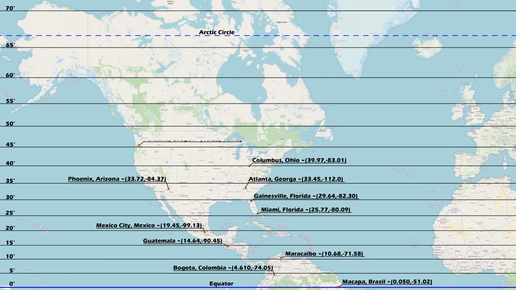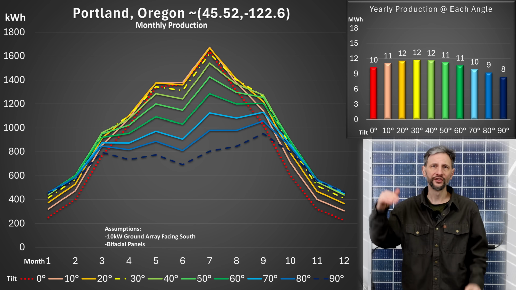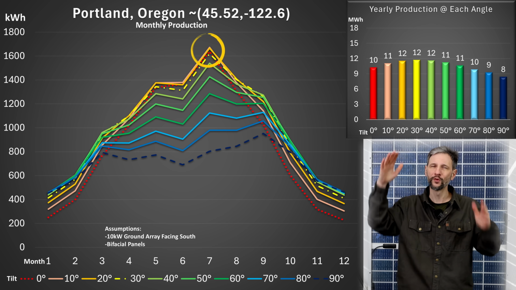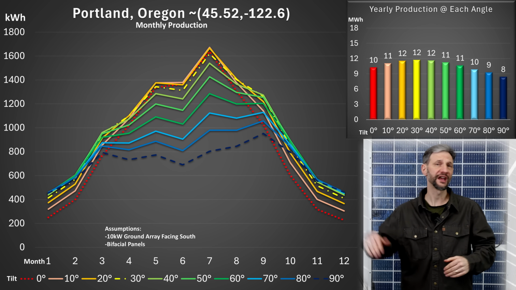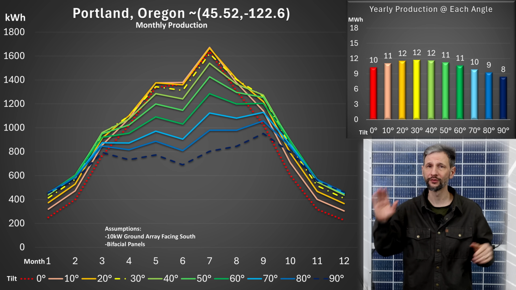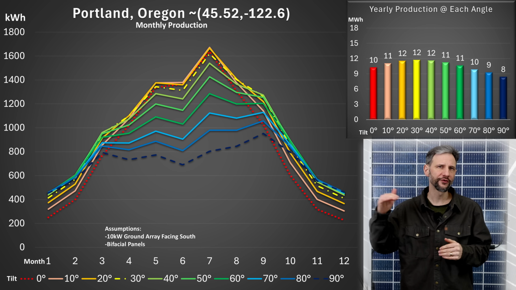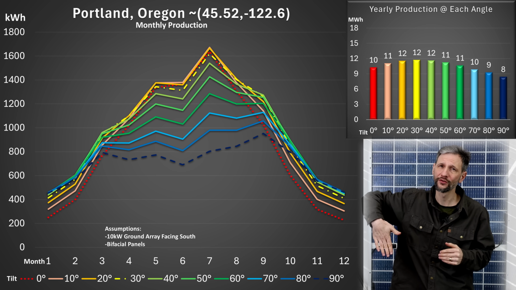Moving up 5 degrees of latitude to Portland, Oregon, the curves start to shift dramatically. The summer peaks are actually higher, but the winter is also much lower. The max total production has dropped to 12 megawatt hours, and there is much less difference between the different tilt angles. As you move further north, it starts to make sense to go with a very steep or even vertical arrangement.